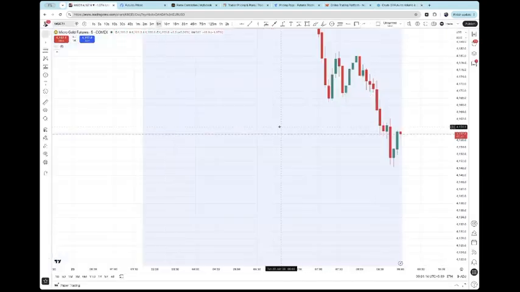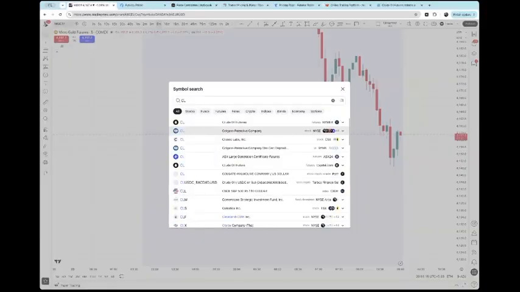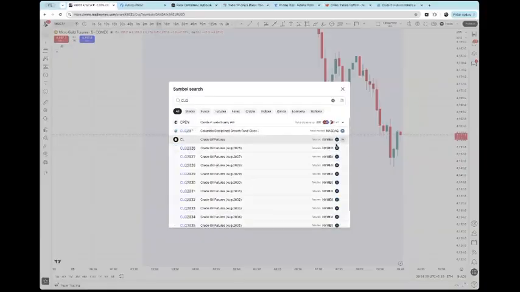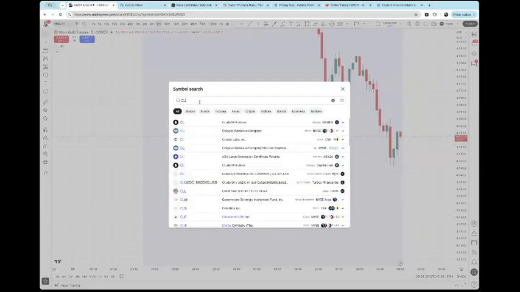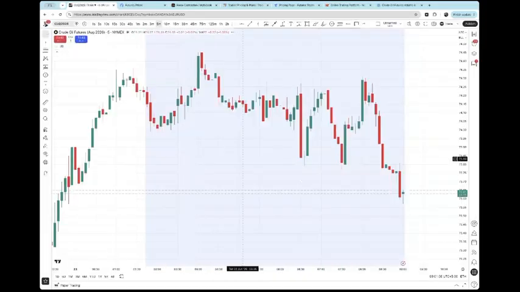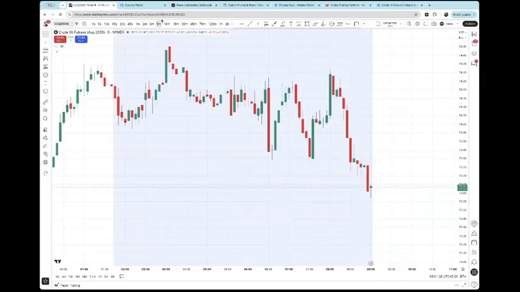Click over here, CLQ. CLQ is your crude oil futures, and CLQ is your August contract. Can you see? It will move as CLQ. So this is crude oil: CLQ, CLU, CLV, CLX. Whenever you are going to trade into the CLQ chart.